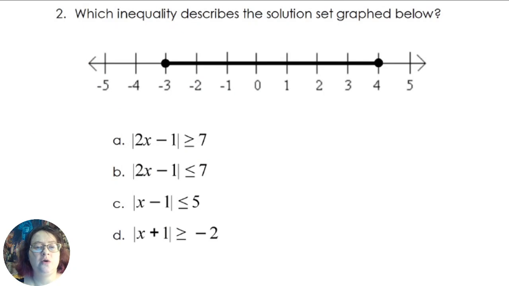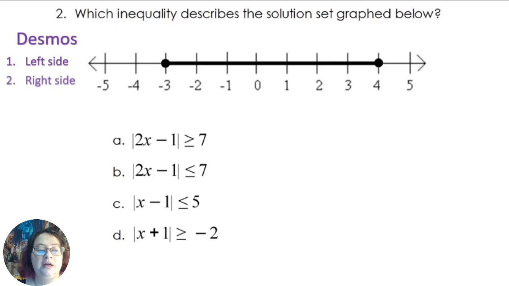Number 2, which inequality describes the solution set graphed below? So when we have our one variable inequalities, we are going to put the left side into the first box in Desmos, the right side into the second box, and then we're going to put the whole thing in the third box.